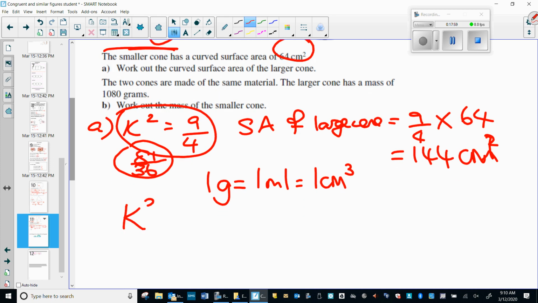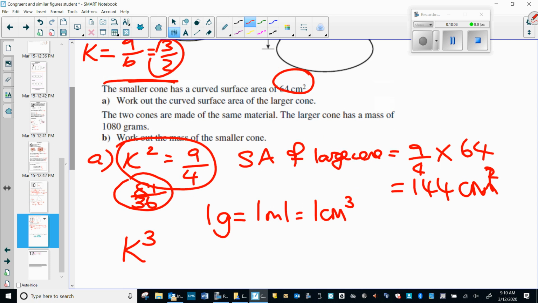So we need to find K cubed. I'm going back to my simplified version of 3 over 2. Are you okay with that? So I'm going to cube both of these two numbers. K equals 3 over 2. Okay, so why is it K cubed again?